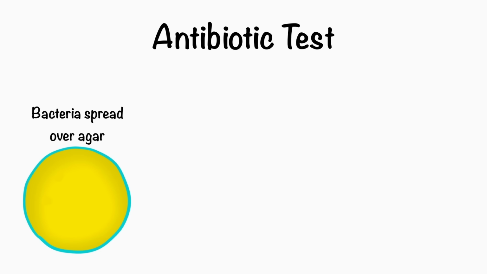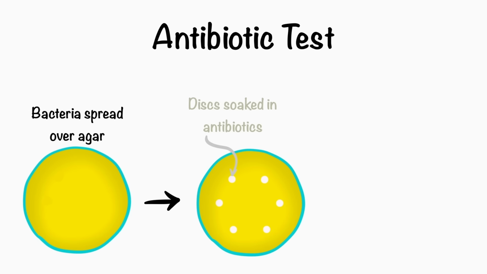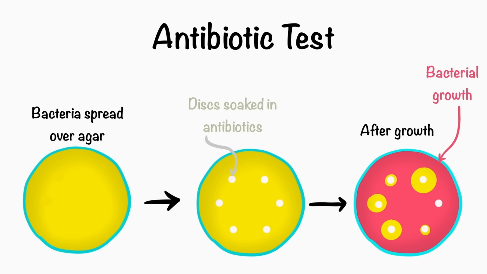First, an agar plate is prepared with an even covering of bacteria spread across its surface. Next, small paper discs are soaked in different antibiotics or different concentrations of the same antibiotic. These discs are placed on the agar surface, spaced apart from each other. As the antibiotics diffuse into the agar, they will kill bacteria that are sensitive to them.